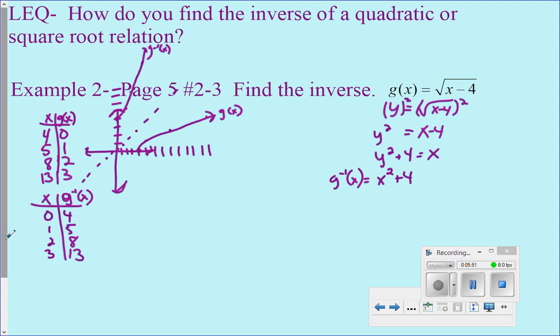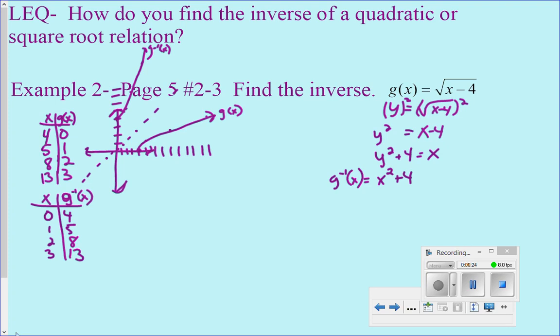So now I have to go back and make sure that my equation for the inverse matches my graph for the inverse. And so I'm looking at this equation, y equals x squared plus 4, that's a parabola shifted 4 up. So I do have a parabola shifted 4 up, but I only have the positive half. And my equation says the whole parabola. So we're realizing that because the original graph was only half of a parabola on its side, the inverse graph is only going to be half of a parabola.